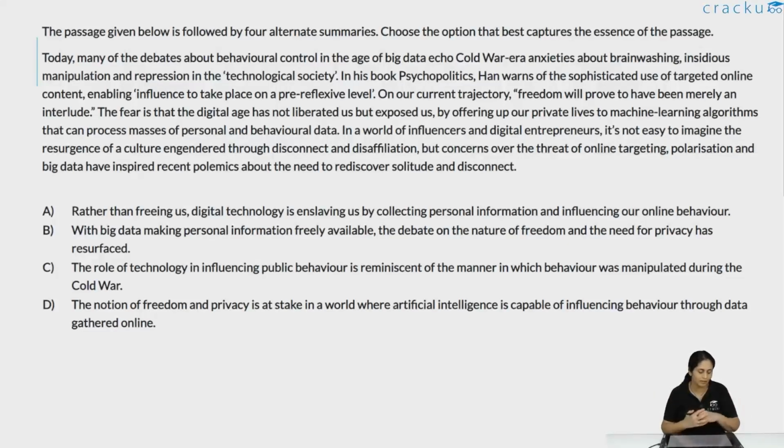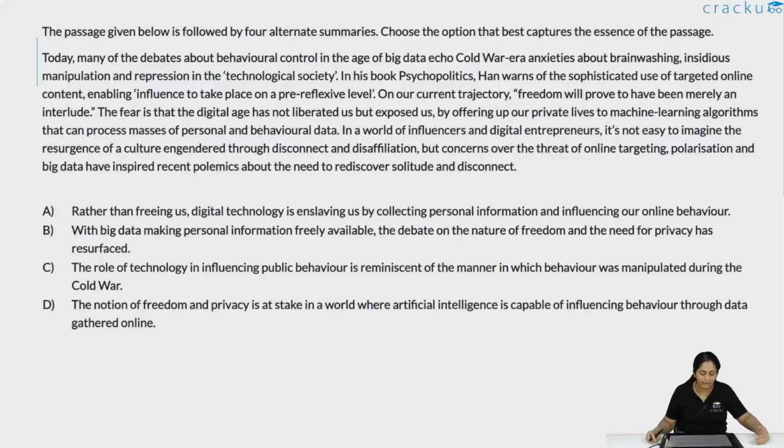Option A: Rather than freeing us, digital technologies are enslaving us by collecting personal information and influencing our online behavior. The author says that this is one of the fears that has emerged. The author is not saying that digital technology is actually enslaving us. He does not make this assertion. He's saying that there is a lot of fear that this is what is happening, that freedom will be proved to be mostly an interlude. So basically, people are believing this, essentially he's saying.